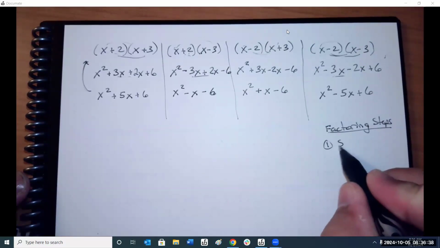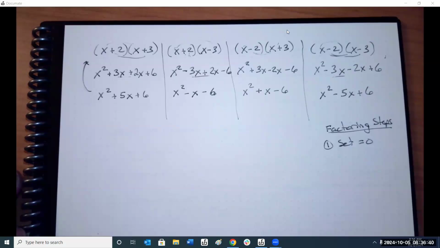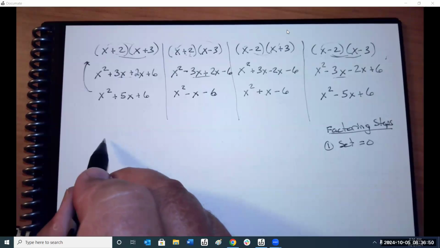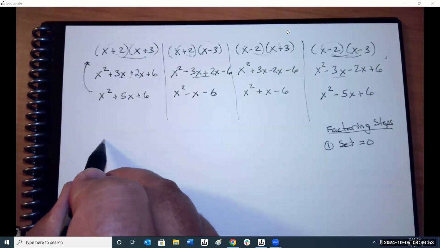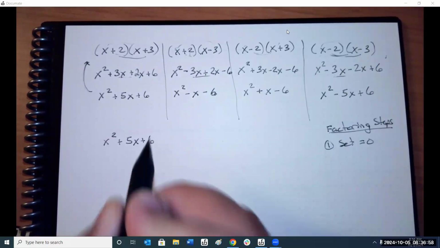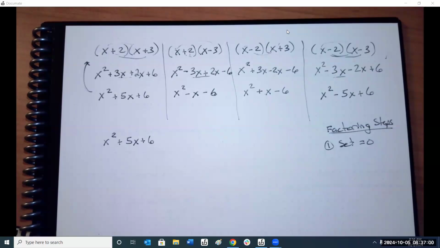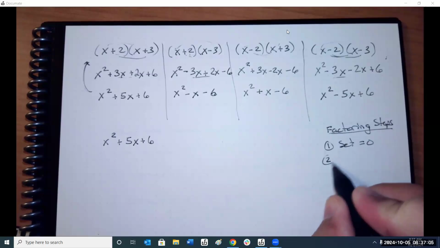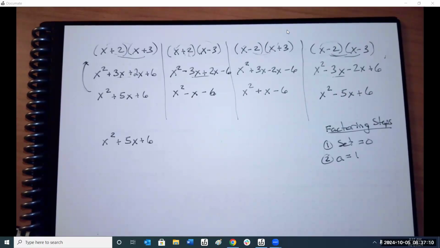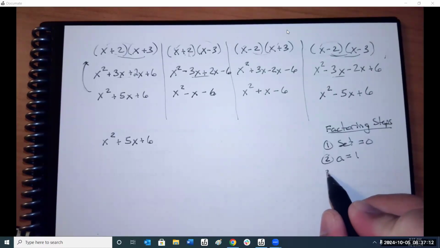First off, set the equation equal to 0. So let's look at the first one. We're going to do each one of those and look at what happens. So we set the equation equal to 0. A is 1. Check.